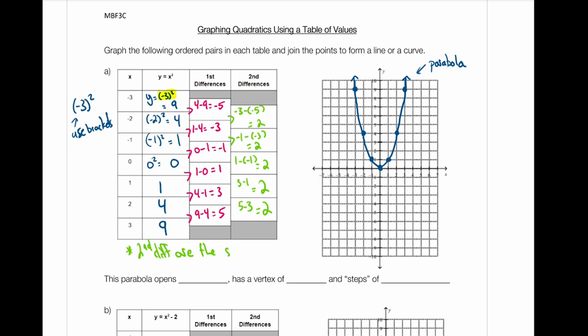And this is key for quadratics. So if our second differences are the same, then it's considered a quadratic. So looking at a table of values, if I didn't want to graph it, I can look at the second differences, and that will tell me if it's quadratic or not.